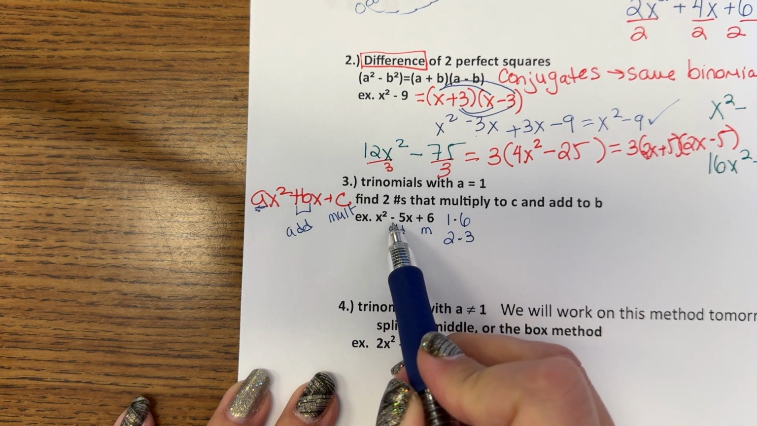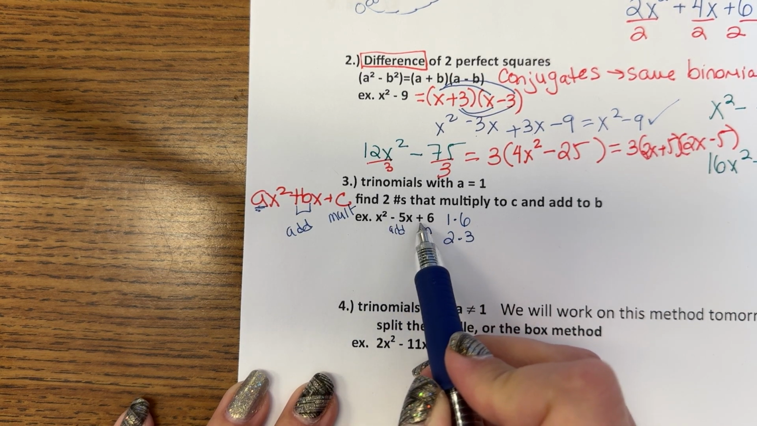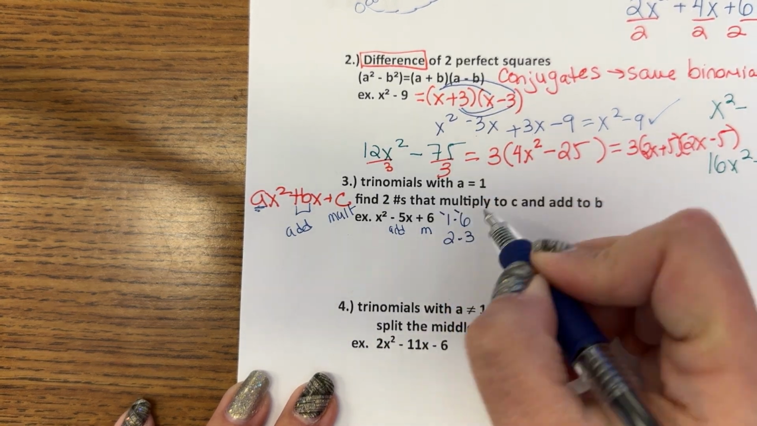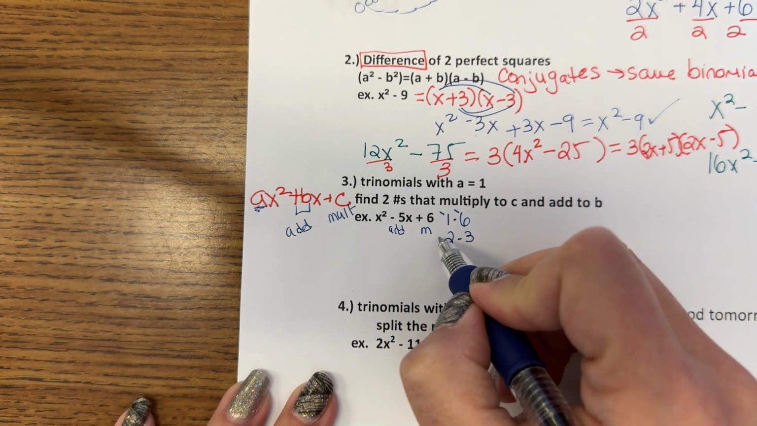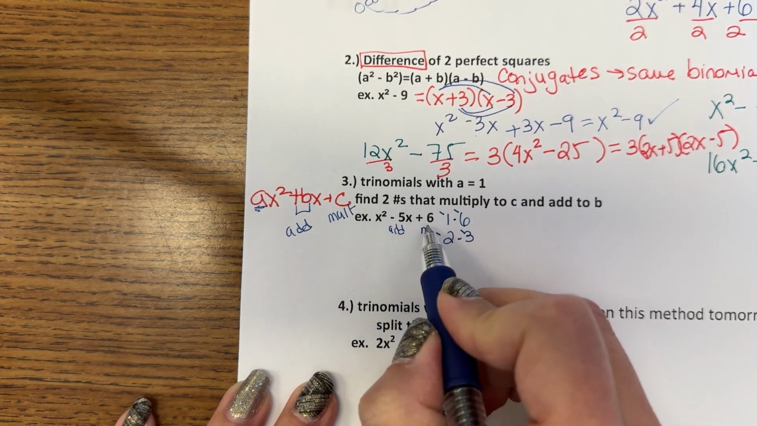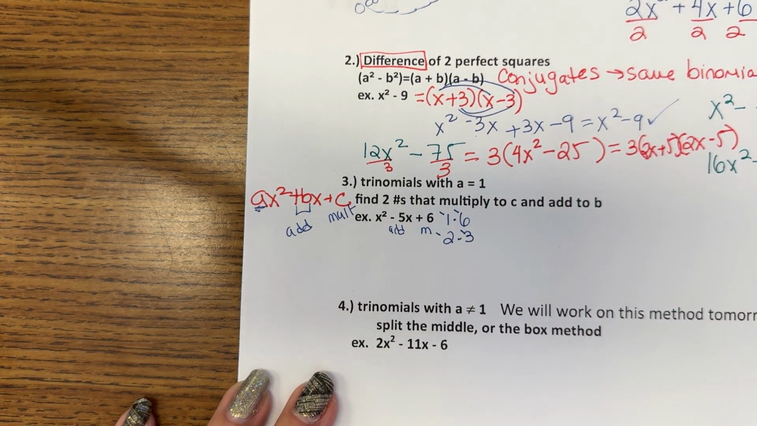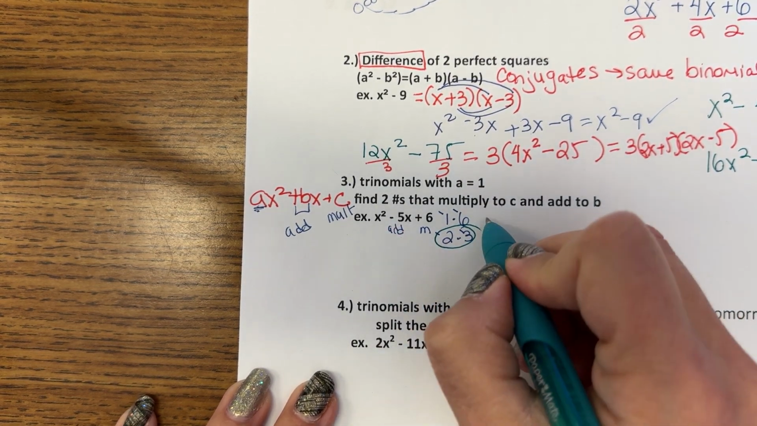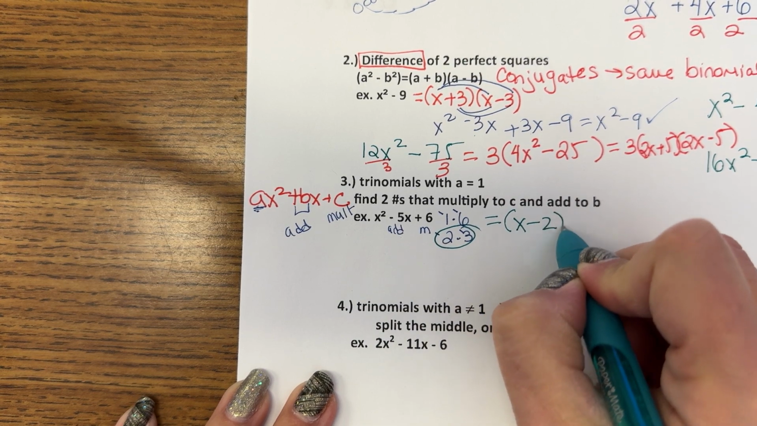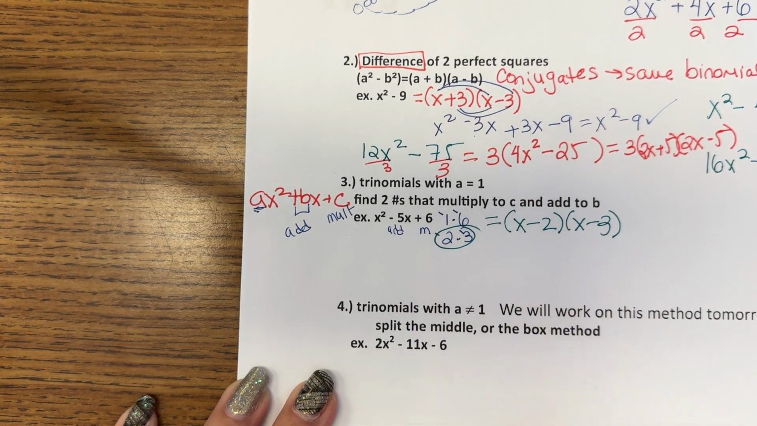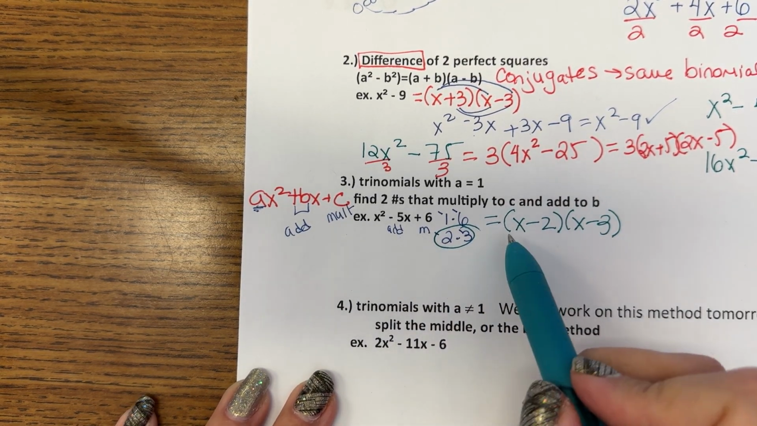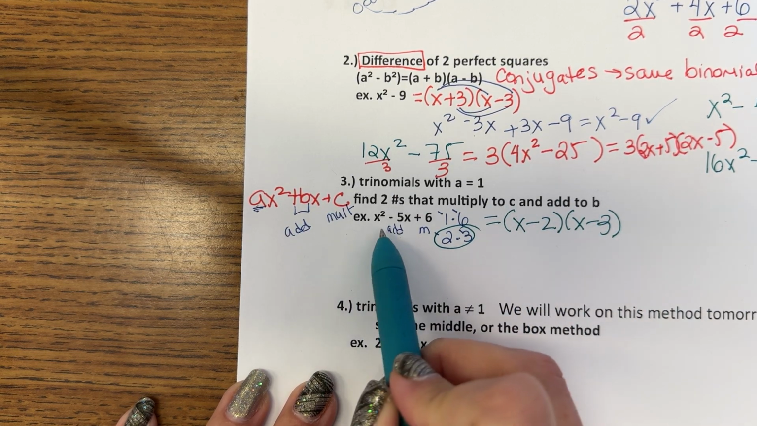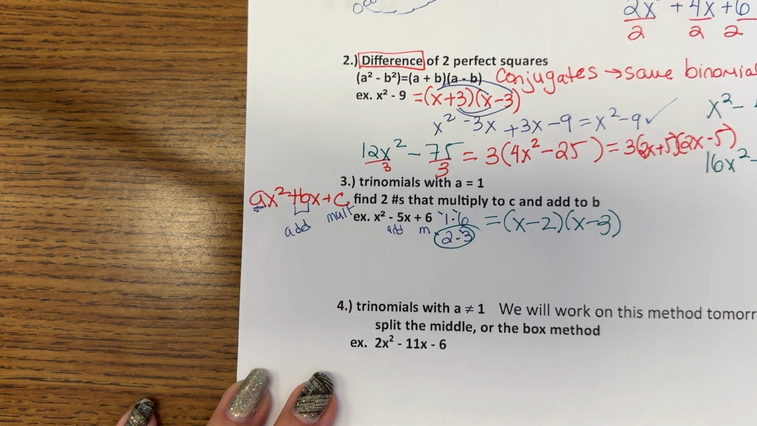But to add to a negative, but multiply to a positive, both numbers have to be negative. So negative 1, negative 6 multiplies to positive 6. Negative 2, negative 3 multiplies to positive 6. But negative 2, negative 3 adds to negative 5. So this factors to x minus 2, x minus 3. If we multiply this back together, and distribute every term, it would equal this quadratic.